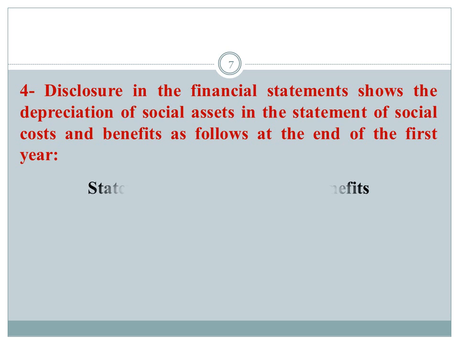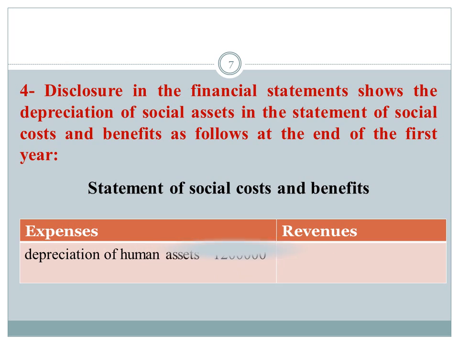At the end of the first year, the statement of social costs and benefits consists of expenses and revenue. Expenses, we will put depreciation of human assets 1,200,000 in the expenses.